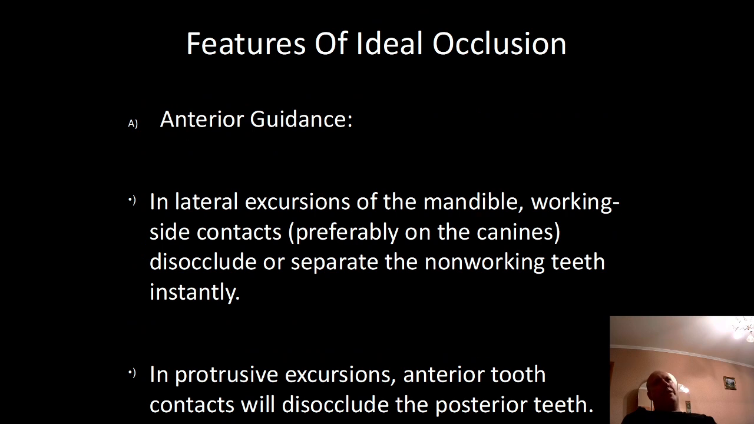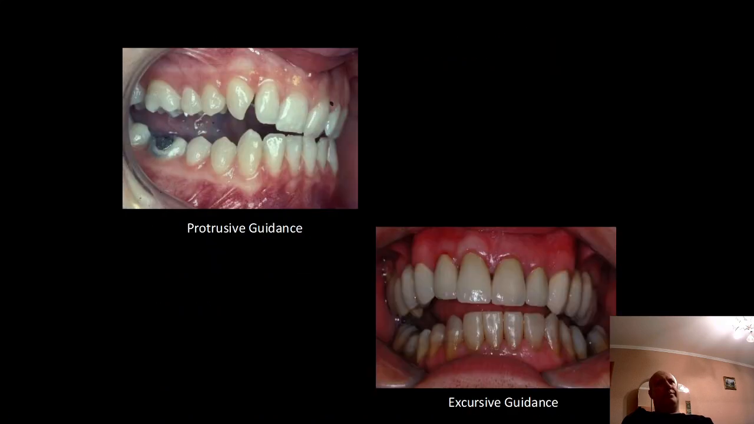Features of ideal occlusion: anterior guidance. In lateral excursions of the mandible, the working side contacts, preferably on the canines, disclude or separate non-working teeth instantly. In protrusive excursions, anterior tooth contacts will disclude the posterior teeth. For example, this one, you can see it. This is an interference.